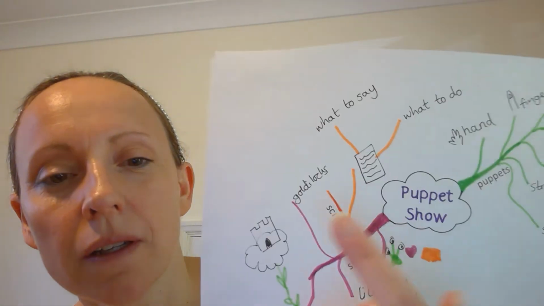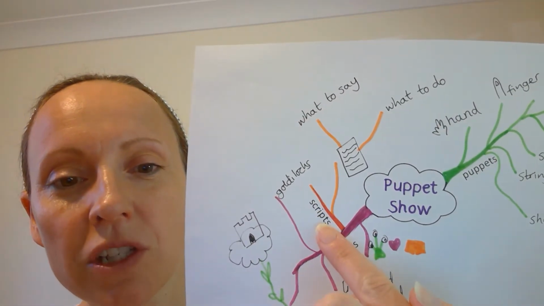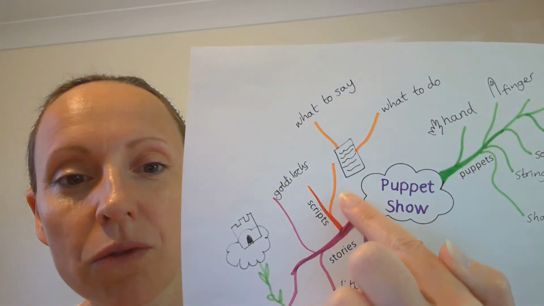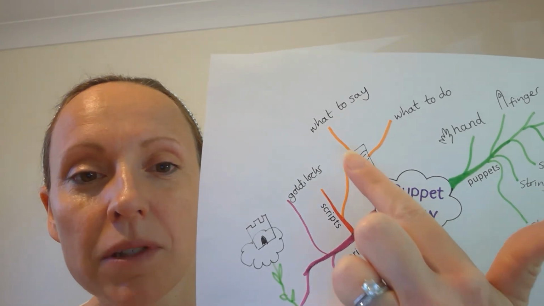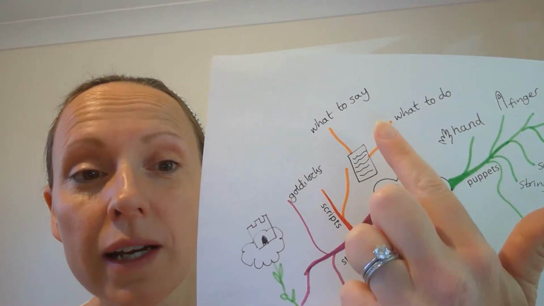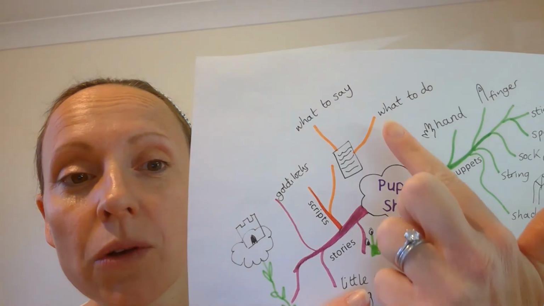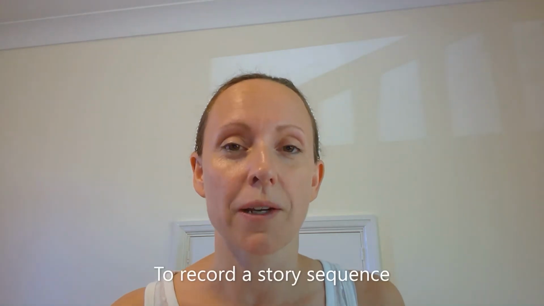I wonder if you can remember what a script actually is. Should we take a look on my mind map? I recorded it on there. So there you go. There's the branch that says scripts, and off of there's a picture of a piece of paper with lots of writing on. And a script tells us what to say and sometimes also what to do. So that's going to be really helpful for us putting on a brilliant puppet show.